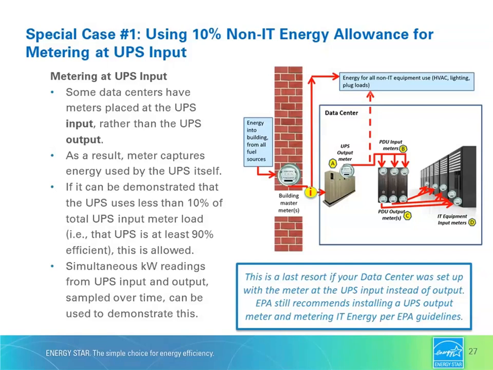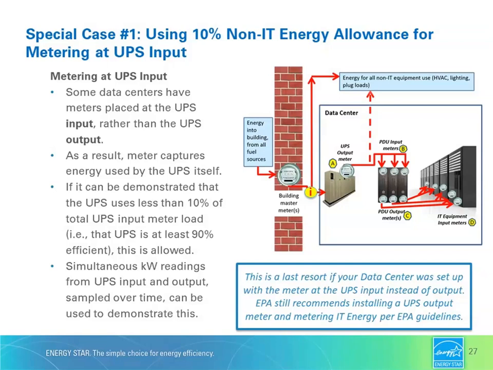And again, this needs to be quantitatively demonstrated using simultaneous kilowatt power readings from both the UPS input and the UPS output sampled over time. In this case, just providing equipment specifications saying that your UPS is at least 90% efficient, that's not sufficient. You would want the sampled kW readings from the UPS output to be no more than 10% lower than those sampled simultaneously at the UPS input.